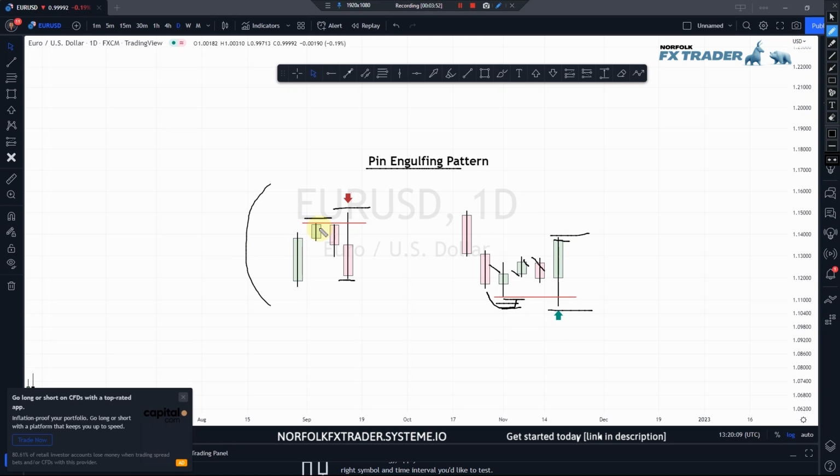Now, hopefully you can see why this pin engulfing pattern is in fact the only pattern you need to find success in the market. It's still a pattern that I use today in my smart money concepts.